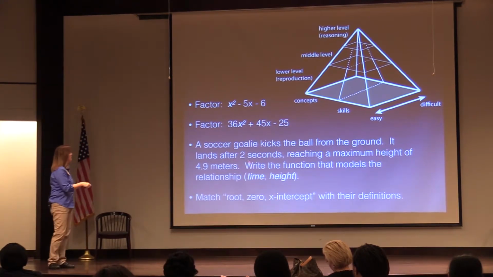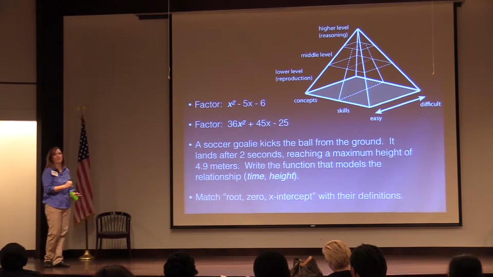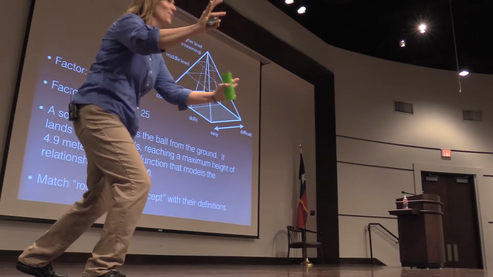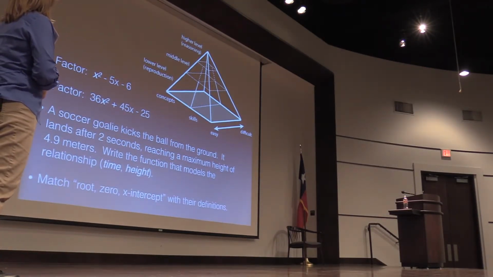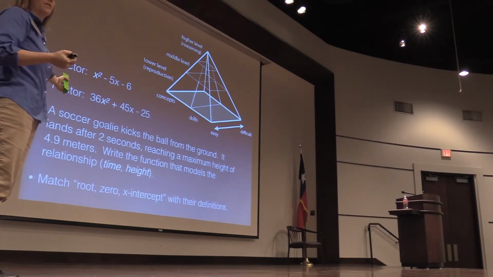But what if I were to say a soccer goalie kicks the ball from the ground, it lands after 2 seconds, reaching a maximum height of 4.9 meters. Does everybody feel like Sheldon right now? MA equals MG, so 9.8 meters per second squared. Write the function that models the relationship, and then maybe we can ask some questions about that. Where did we just go on the assessment pyramid? Yeah? We just went up the assessment pyramid, and here's one way I can know that.